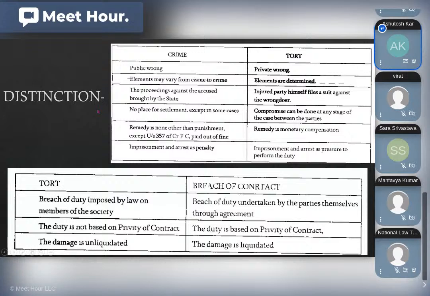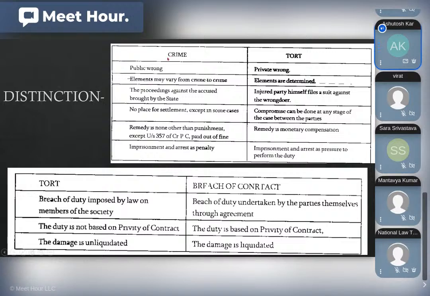Okay, so before we head to the distinction between tort and a crime, tort and a breach of contract, I would like to again repeat if anyone has any doubts about what we just studied. I hope you're clear about the two maxims: damnum sine injuria and then injuria sine damno. So now let's talk about how this field is different from crime.